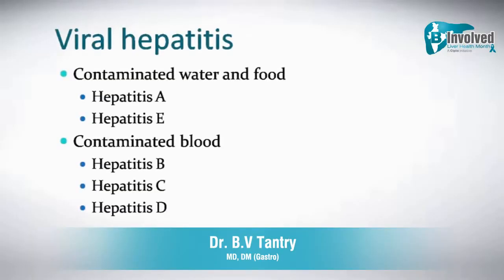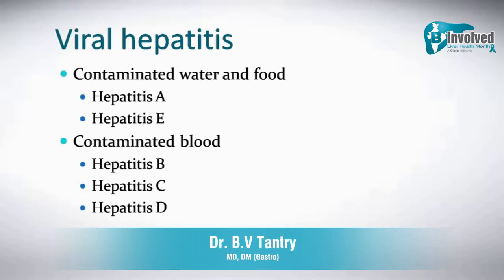Viruses are an extremely important cause of acute liver disease. This is called viral hepatitis. Now, we have five major types of viruses. They are called hepatitis A, hepatitis B, hepatitis C, D and E. Out of these, two are spread by contaminated water and food, and they are hepatitis A and E.